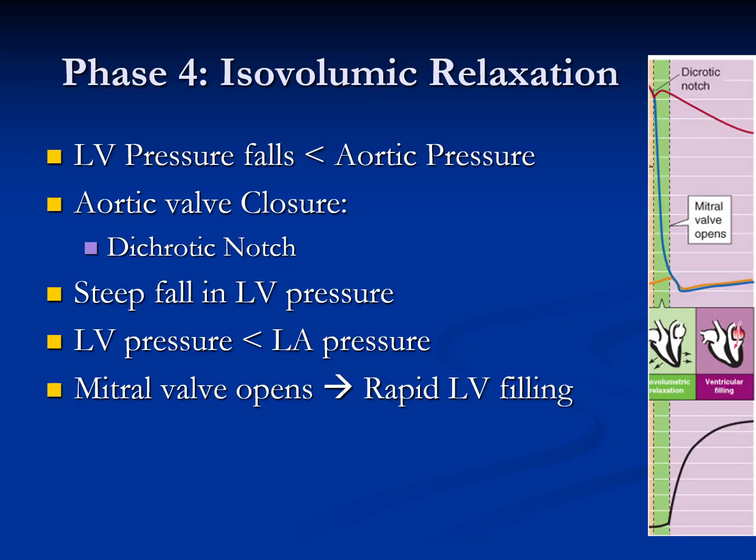Now, phase 4 is again a very brief phase, just like isovolumic contraction. It's the phase in which the left ventricle, if you look on top, it's the green phase. So the pressure in the LV has just dropped below the aortic pressure in red. Aortic valve has closed. If you look at the red line, which is the red graph of aortic pressure, that's what the dicrotic notch is.